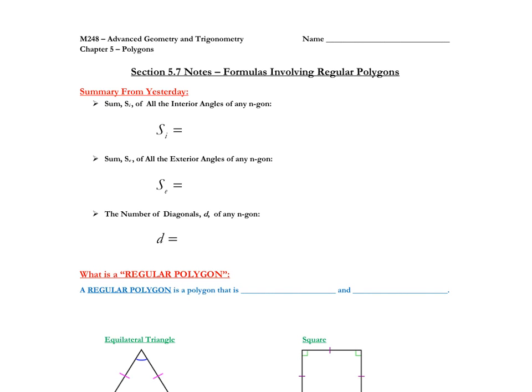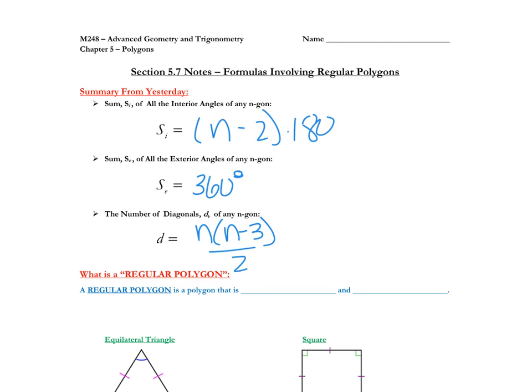the sum of all interior angles for any polygon, so any n-gon, is the number of sides, so n, minus 2 times 180. For the sum of all exterior angles, no matter what, it's 360 degrees. And then to find the diagonals, it's n times n minus 3 divided by 2. And that's just a recap of what we've been doing.